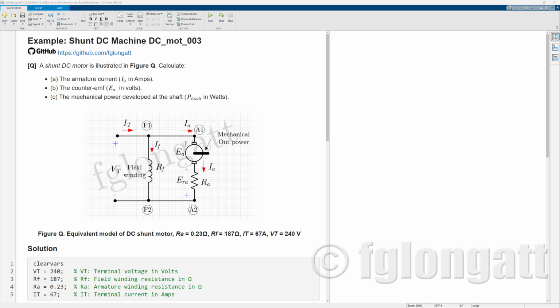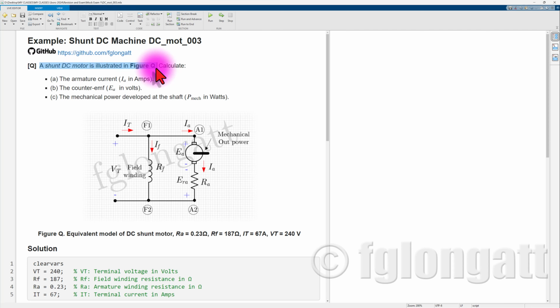And today I have a very simple numerical example in order to understand the circuit model of the DC shunt machine, specifically working as a motor. So without further delay, let's go for this example, shunt DC machine. And let me read this statement over here.